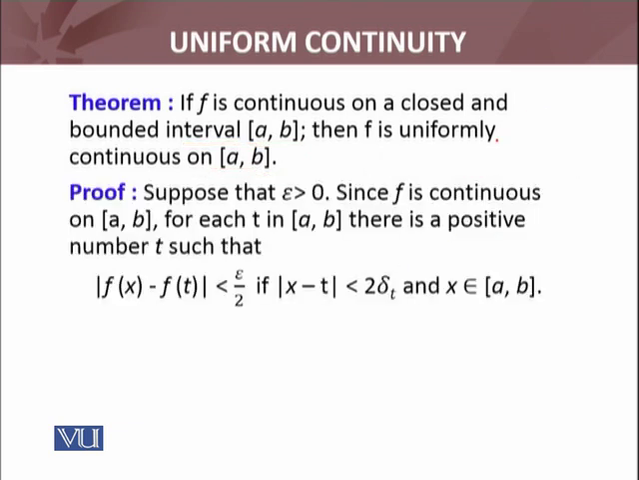So I will use, suppose that epsilon greater than 0. Since f is continuous on AB, for each t belongs to AB, there is a positive number delta such that we have |f(x) - f(t)| is less than epsilon by 2 if |x - t| is less than 2 times delta t. 2 times, it doesn't matter, आप delta t को redefine भी कर सकते हैं, delta t divided by 2, whenever x belongs to AB. So this is just the definition of continuity.